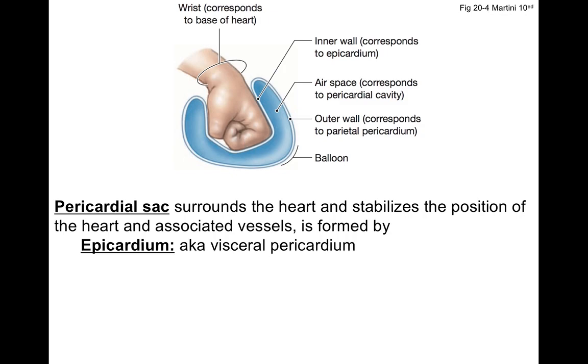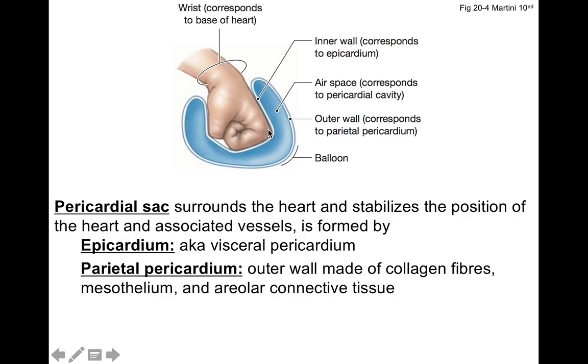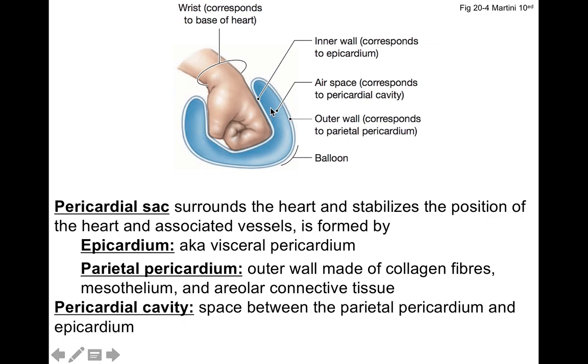So this is obviously made up of the inner wall, which is the epicardium. So this is the inner wall of the sac. It's called the epicardium, and we've already talked about that in the previous slide. And then the outer wall is the parietal pericardium, which is the outer wall made up of collagen fibers, mesothelium, and areolar connective tissue. And in the middle, in between these two layers, is the pericardial cavity. This is the space between the parietal pericardium and the epicardium.